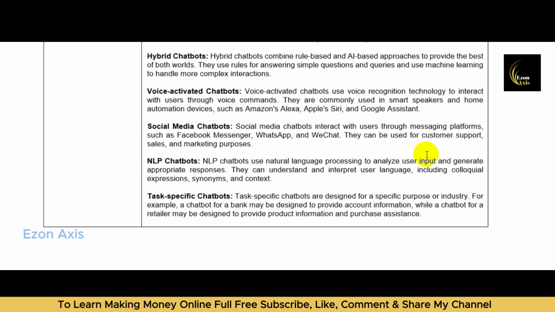Next, task-specific chatbots. Task-specific chatbots are designed for a specific purpose or industry. For example, a chatbot for a bank may be designed to provide account information, while a chatbot for a retailer may be designed to provide product information and purchase assistance.